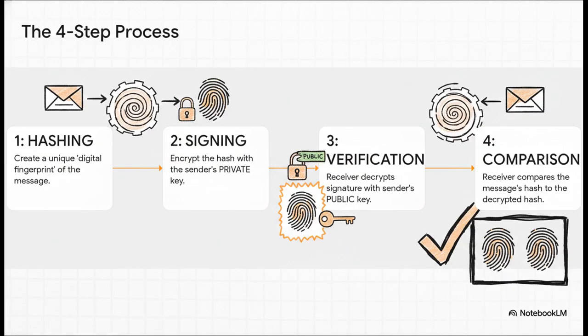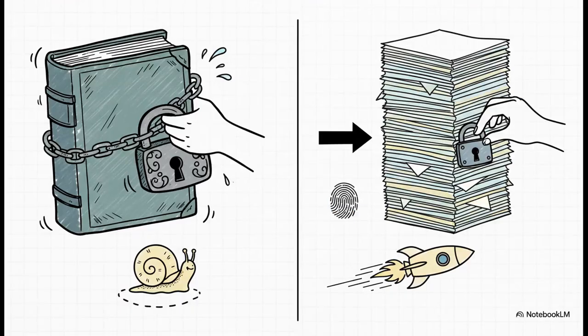Now, when the receiver gets it, they use your public key to unlock the fingerprint. If the fingerprint they unlocked matches the fingerprint of the message they received, boom, they know it's from you and it hasn't been changed.